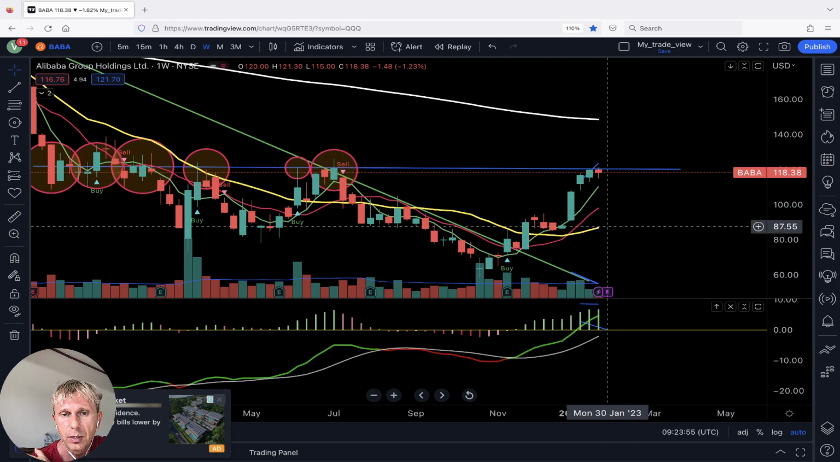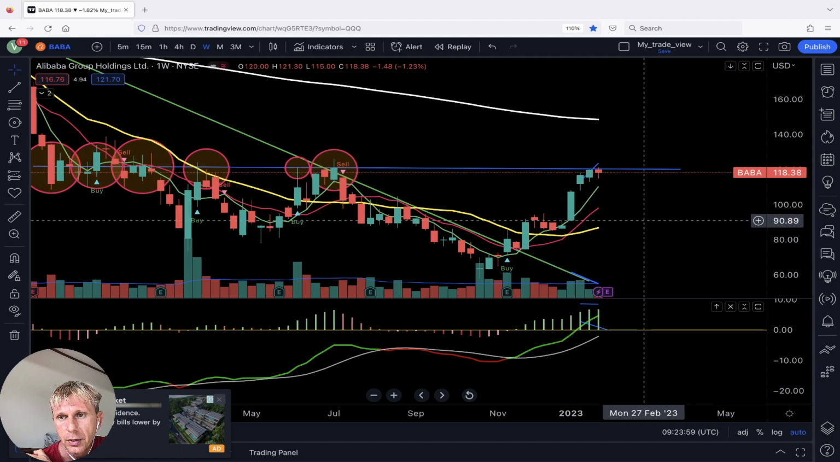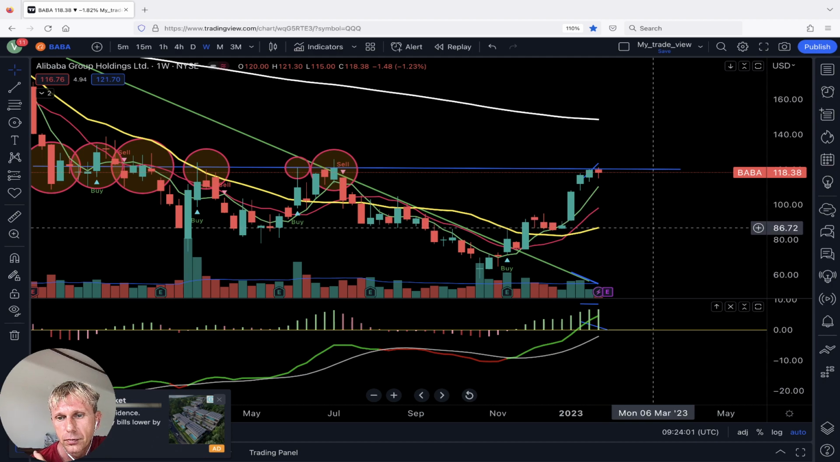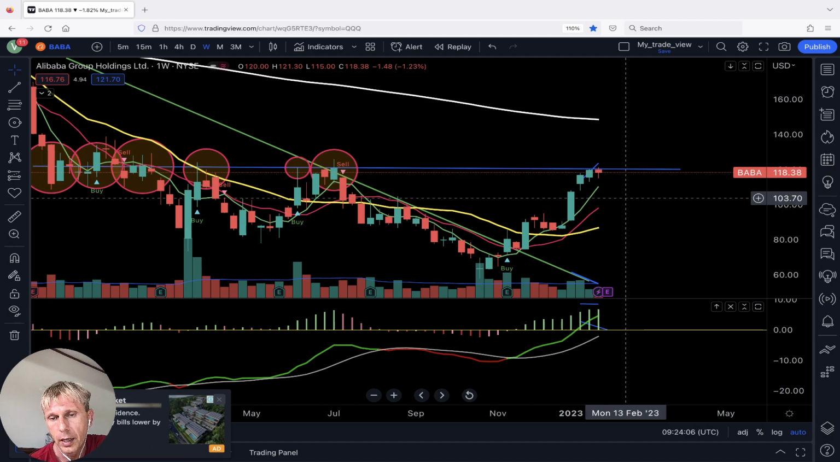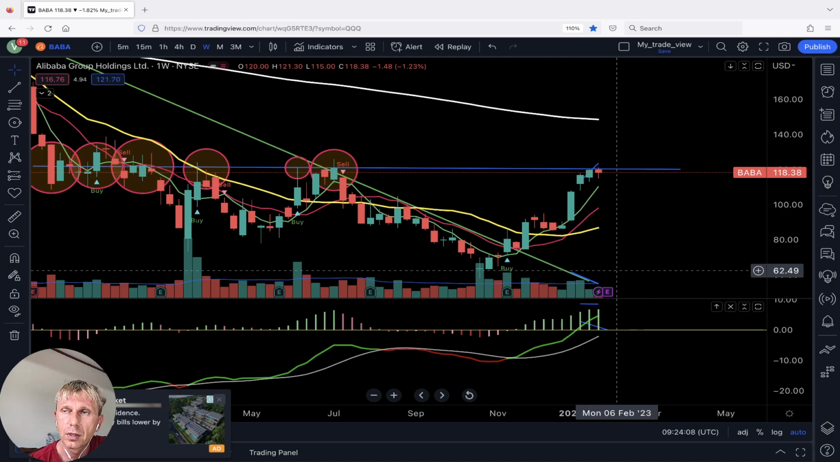It should touch the MA20. And it will be kind of around 90. Could be around 90. Maybe it will go lower. I don't know. But it was bullish on monthly.